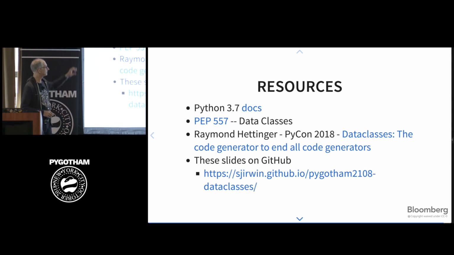Resources out there include the Python docs themselves and the PEP, which describes these. Raymond Hettinger at PyCon this year had a talk on data classes where he looked at it from a slightly different perspective. He called it the code generator to end all code generators, looking at data classes as just a way of making writing classes easier.